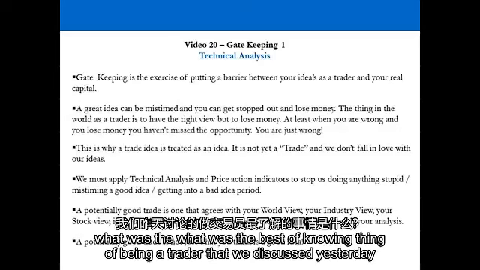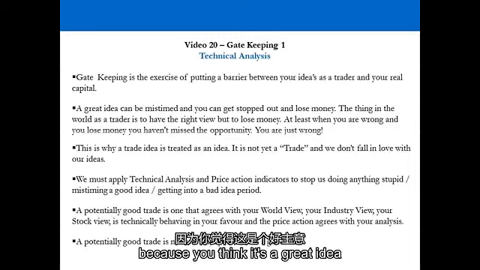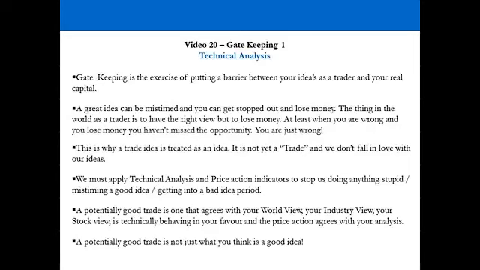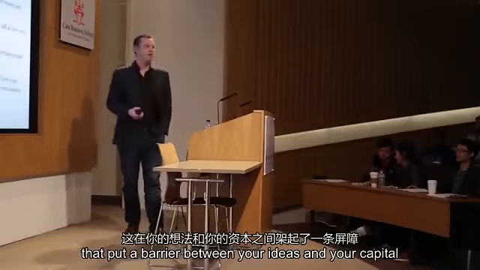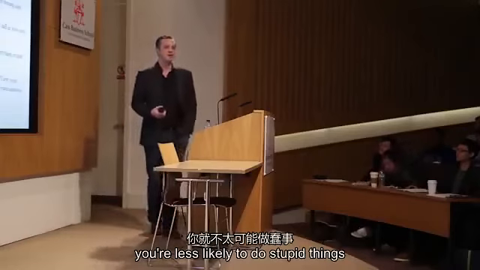What was the most annoying thing of being a trader that we discussed yesterday? When you're right and you lose money. So you buy a stock at 100 because you think it's a great idea. You get stopped out at 92 and then it goes to 400. If you have processes that put a barrier between your ideas and your capital, you're less likely to do stupid things.